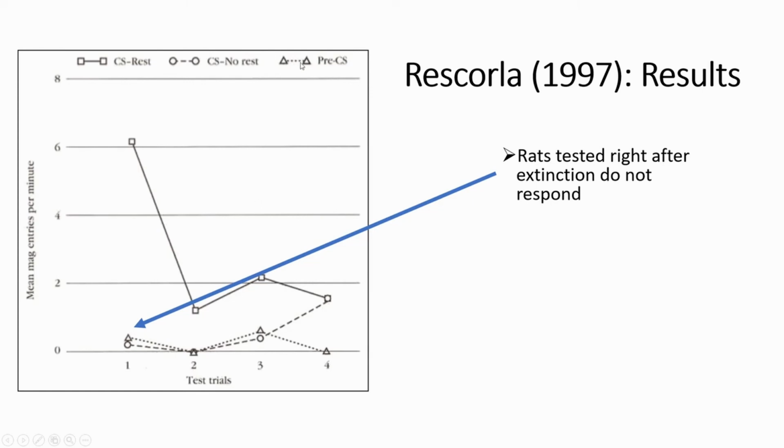So let's look at the control group first, because that's the easiest. They have very low levels of sticking their head into the feeder, and that is perfectly fine because they were never taught to associate a particular stimulus with getting food from that feeder.